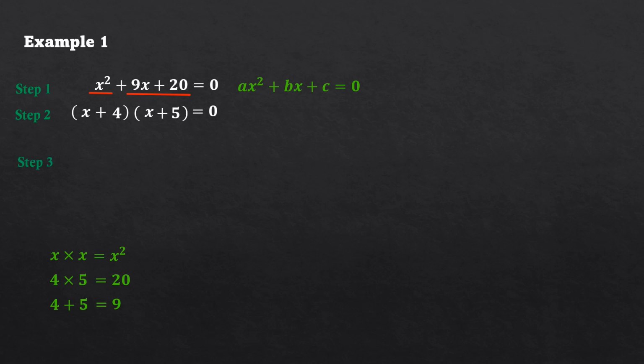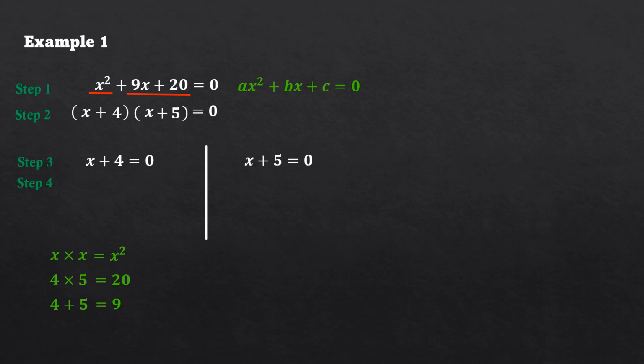Let us move now to step 3. Apply the zero product property. We will equate the factors to 0. So, we have x plus 4 is equal to 0, and x plus 5 is equal to 0. Let us move to step number 4. Solve each resulting equation. So, we have x plus 4 is equal to 0.